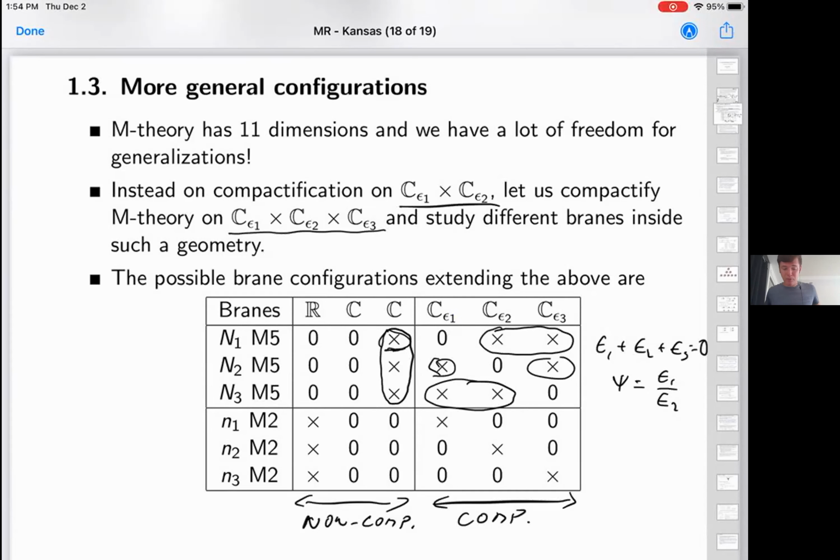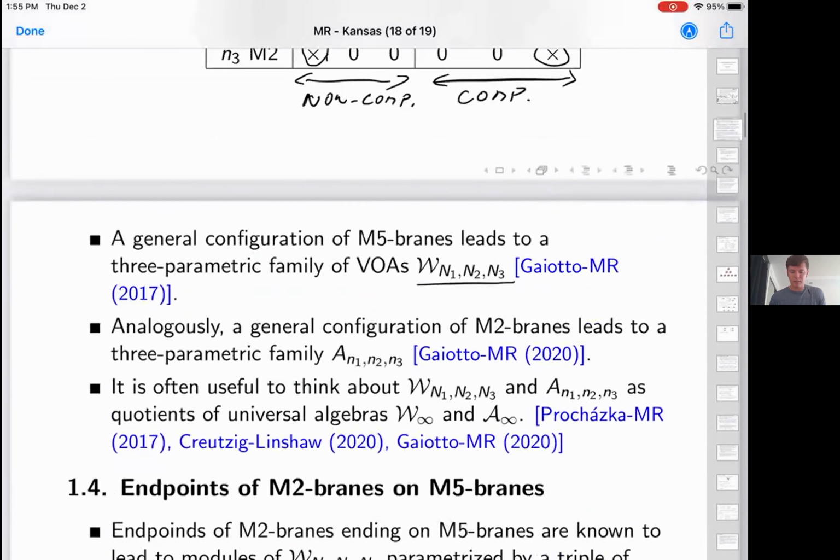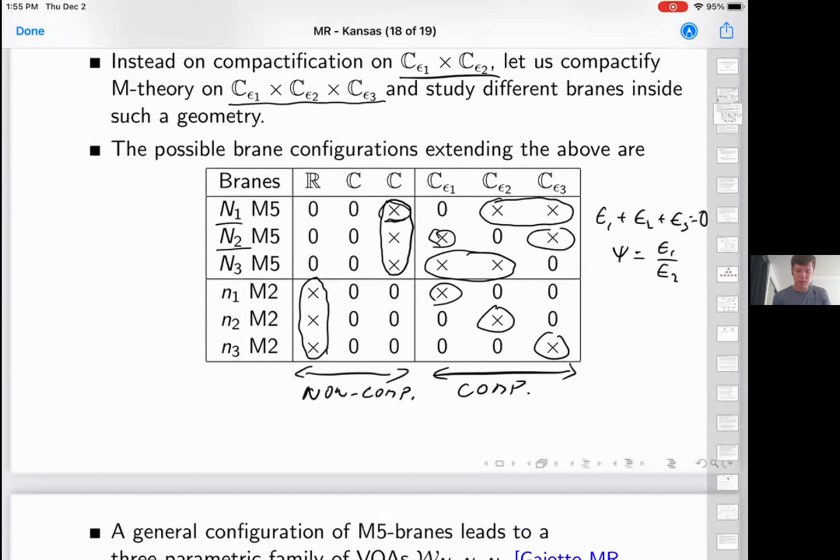Okay. And we can do the very same thing with the M2 branes, wrapping the same R in the non-compact part of the space-time and wrapping one of the C's in the compact part. And the very same argument that people usually use for the physical motivation for the AGT correspondence, or the 2D correspondence, now leads us to a prediction that there should exist a three-parametric family of algebras that I denote as W, N1, N2, N3, associated with the general configuration of M5 branes, where I consider N1 M5 branes with one orientation, intersecting N2 M5 branes of the other one, and N3 M5 branes of the third possible orientation.